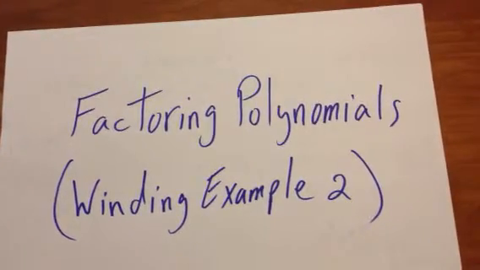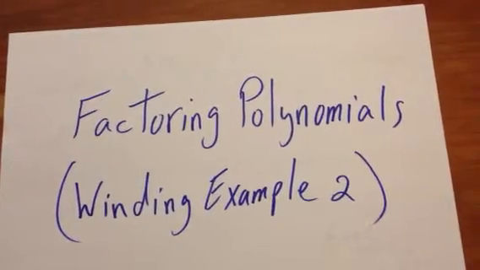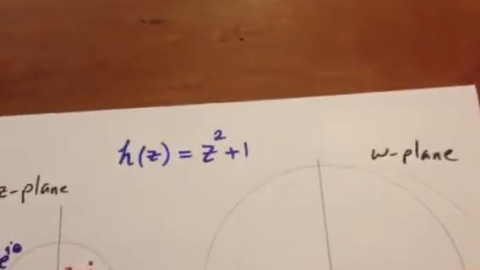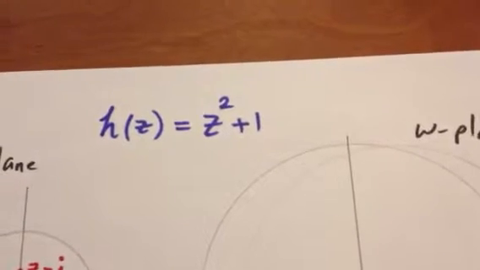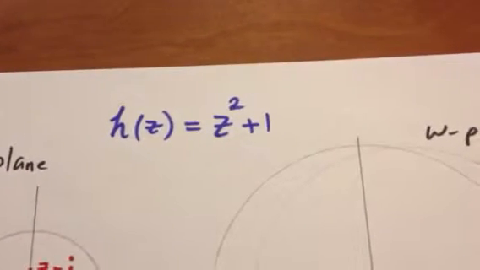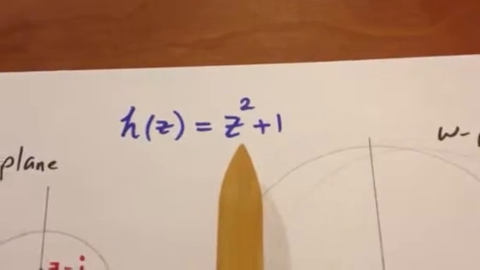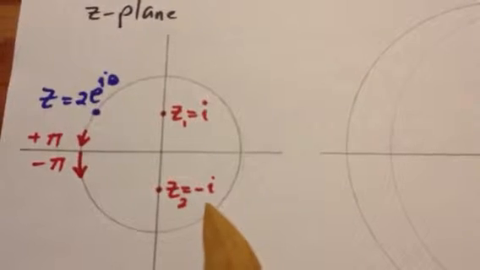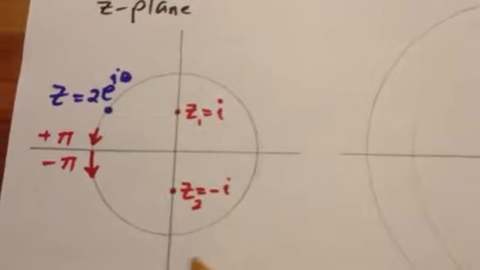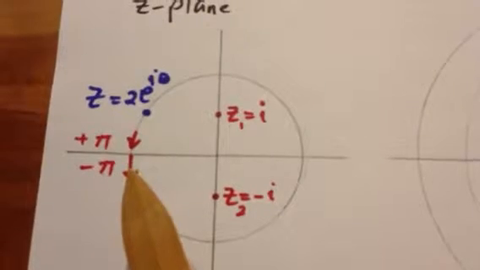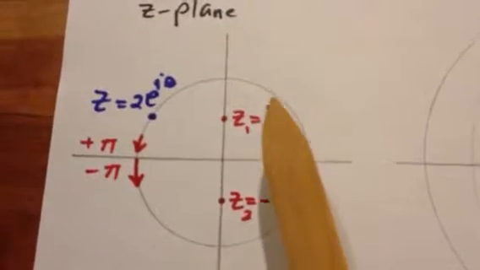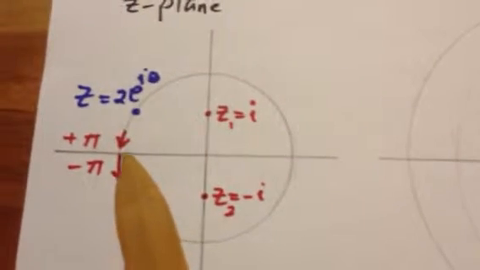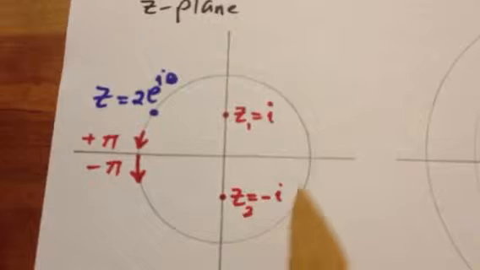Let's look at another example and then recap all the main points. Here h of z equals z squared plus 1. And we know it has two zeros, one at i, another at minus i. We take a circle of radius 2 in order to contain the two zeros, and z goes around this circle just once.